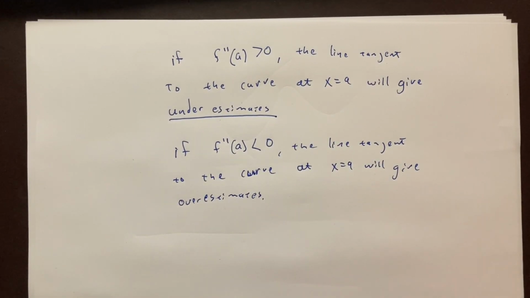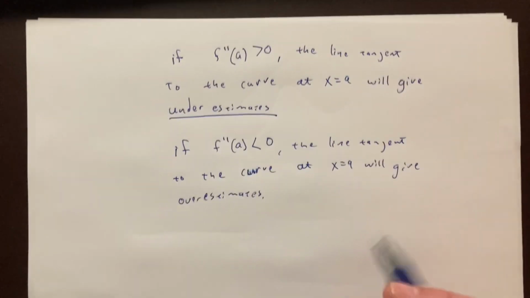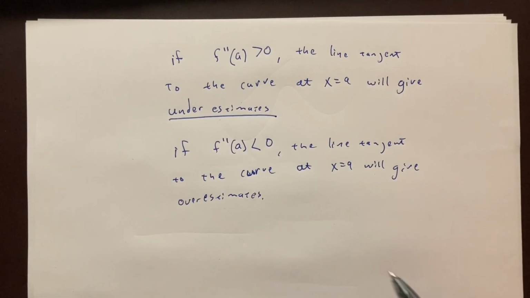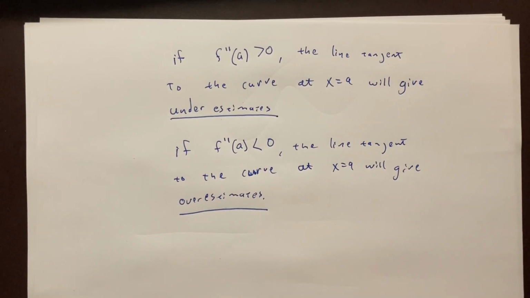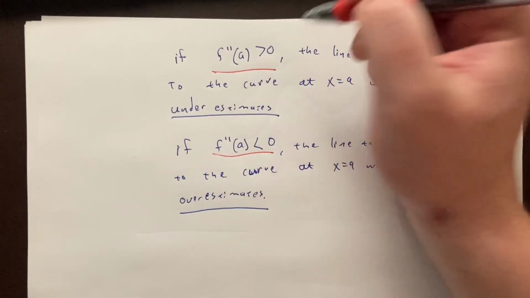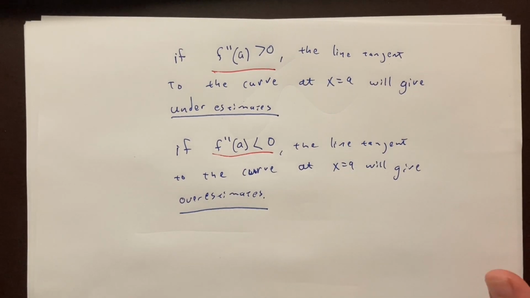So that means that if we were talking about estimating at 9.1 or 8.9, it doesn't matter if we're on the left or the right. Concavity is what matters, right? This is what matters. I'm going to show you this with numbers and such, just so that we're all on the same page.